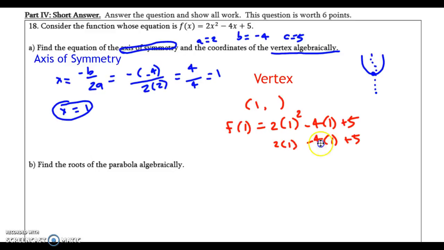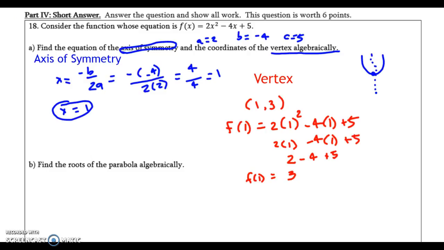Next in order of operations comes multiply. 2 times 1 is 2. Negative 4 times 1 is negative 4. And 5 stays the same. Now I'm going to combine like terms. 2 minus 4 is negative 2, plus 5 is 3. So my y value, my f of 1, is equal to 3, which means my vertex is 1 comma 3. Simple as that. That's how to find the axis of symmetry and the vertex.